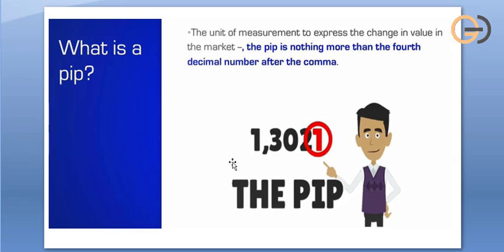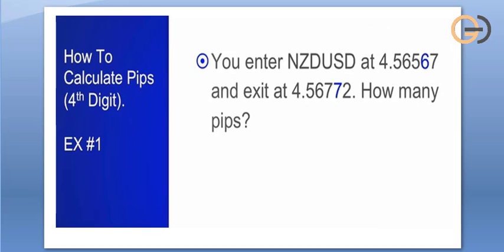So on this note, we'll talk about the pip. The unit of measurement to express the change in value in the market, the pip, is nothing more than the 4th decimal number after the comma. So once you have a 4-digit number representing the value of a currency, the last digit is known as the pip. And how do you calculate the pip?